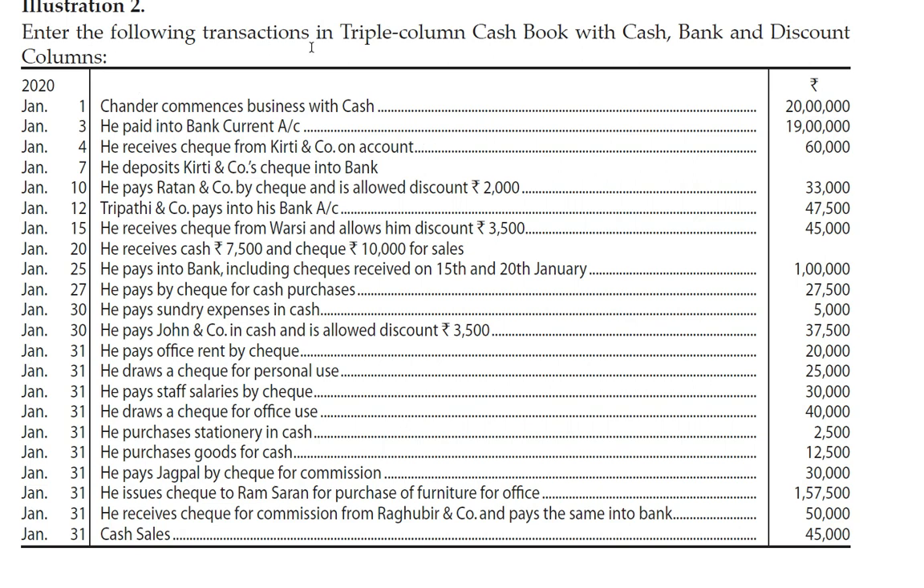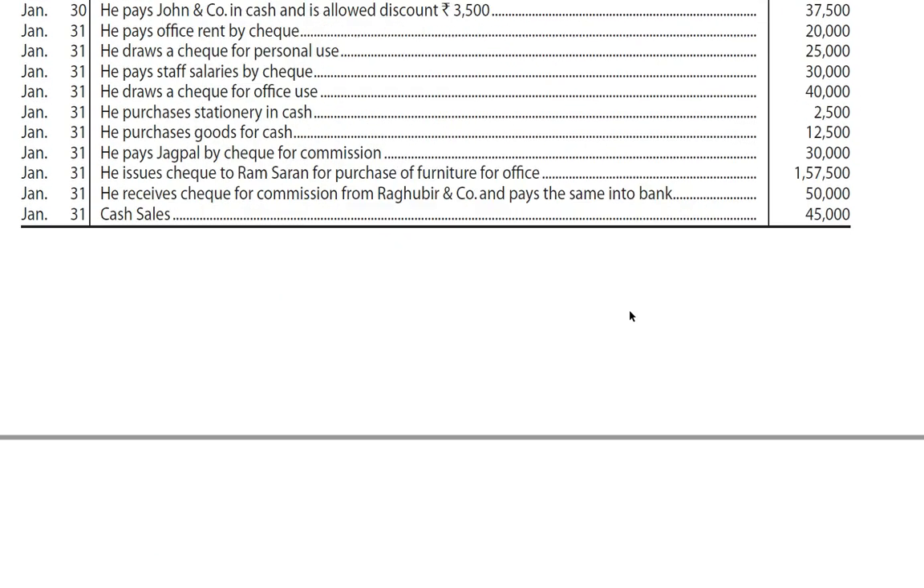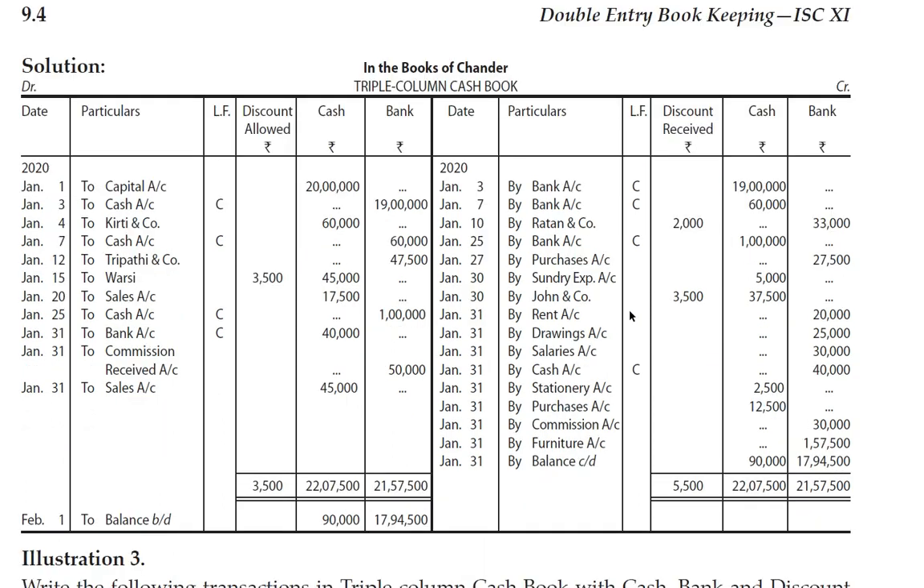See, from the following transactions in triple column cash book with cash, bank and discount columns. This 2020, all the dates are given over there, that is, all the transactions are in the chronological order. Chandar commences business with cash 20 lakhs. So this is the format of the cash book as I have discussed in my previous class.